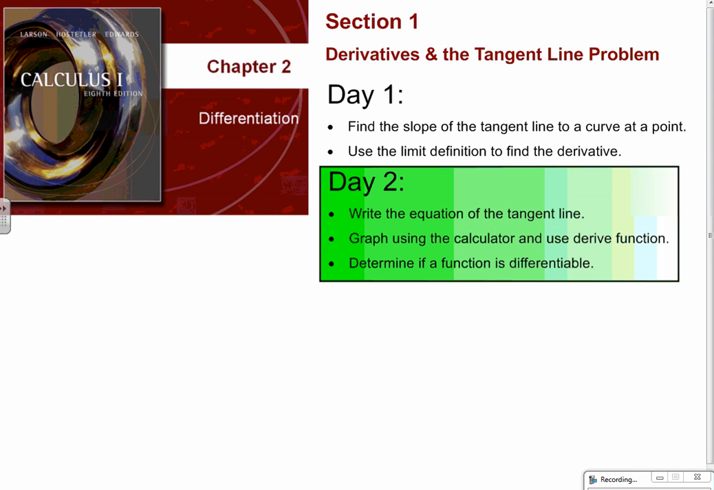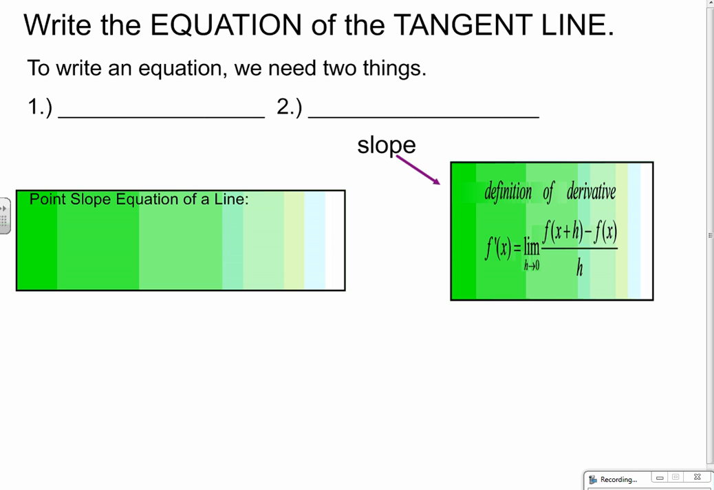So we're on day 2, looking at writing the equation of a tangent line. I'll show you how to use the graphing calculator to use the derived function from the calculator to get a numeric number. And then let's determine if functions are differentiable and what that means. So first off, writing the equation of the tangent line.